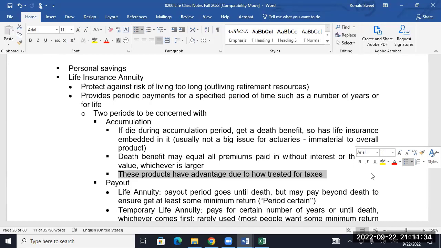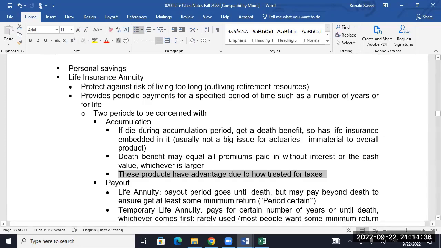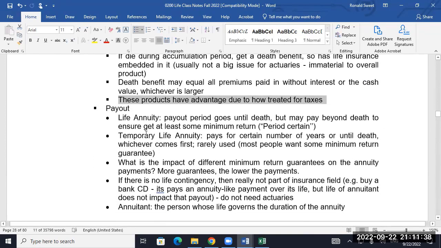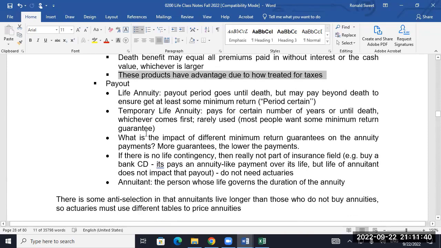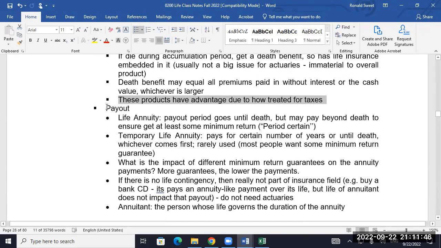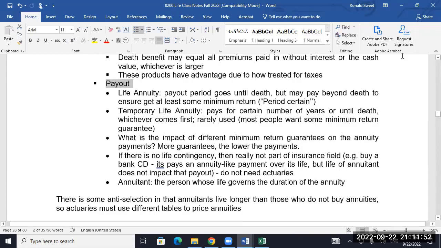I've been taking advantage of that with an annuity I've purchased that gives me really competitive rates, and I just keep deferring it, and it is really pretty impressive. I want to focus more on the payout side, but we will come back to the accumulation when we talk about equity-linked annuities. So a payout annuity pays out until you die.